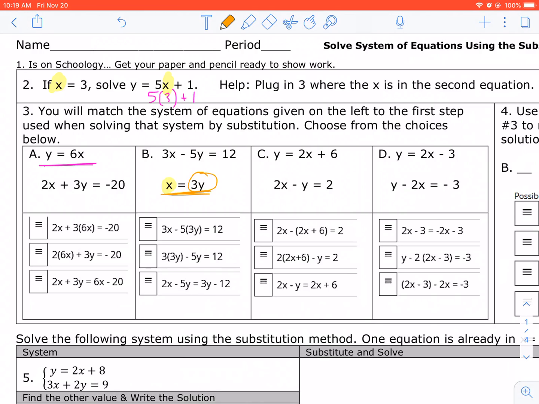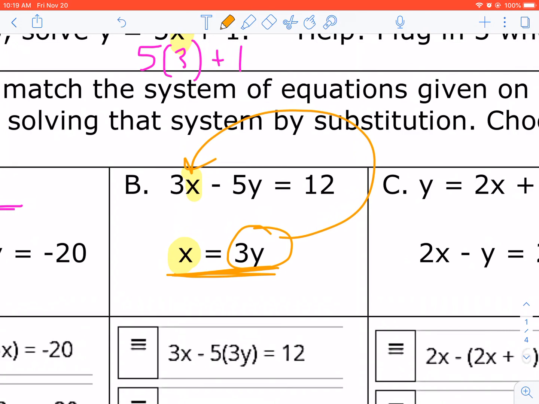So what we're going to do is go to the other equation and find that x. Since x is equal to 3y, that means I can replace that x, just the x, with a 3y. So what that's going to look like, and let me erase that real quick, right in the middle, we're going to copy down the 3, because the 3 is just out in front. That's the coefficient that stays there.